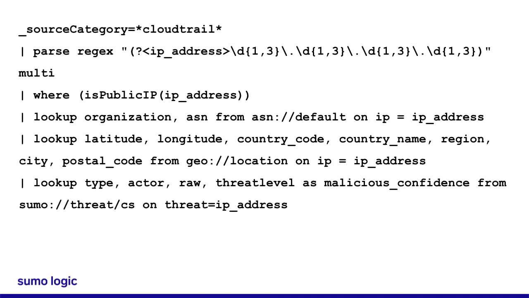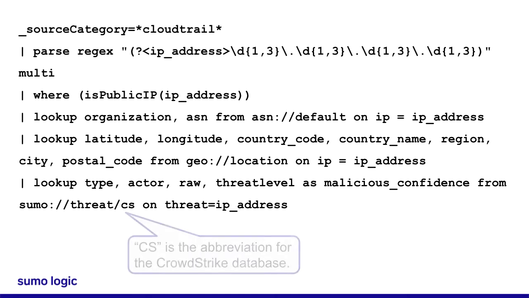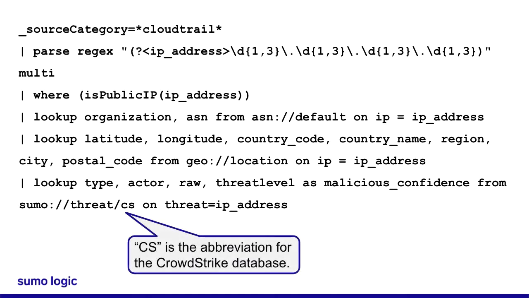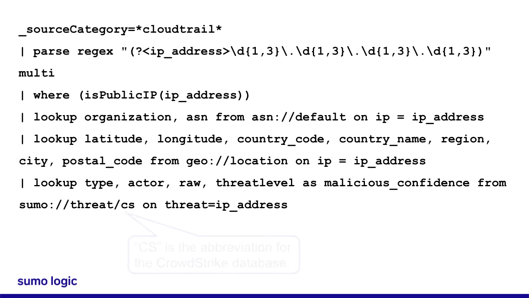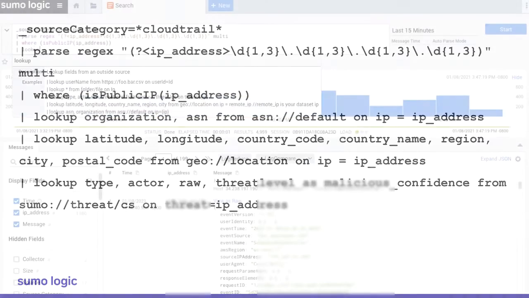Yeah, and we can find out whether those logs are threats too. We'll just pull the malicious confidence from the CrowdStrike database with this line here. Don't I have to subscribe to CrowdStrike to get access to that? Nope. Your Sumo Logic account comes with CrowdStrike's threat intel database for free. Wow, those hackers don't stand a chance.